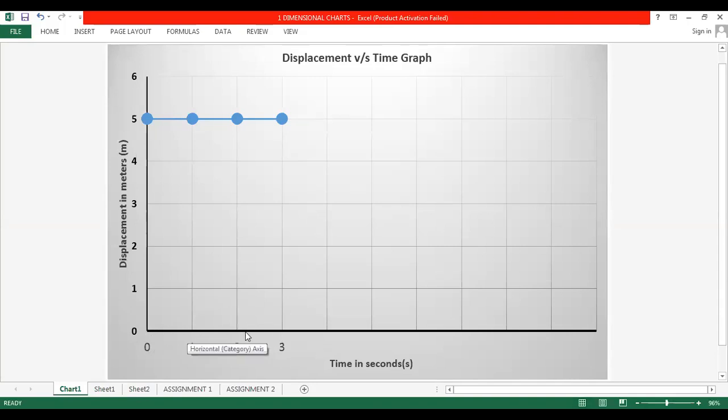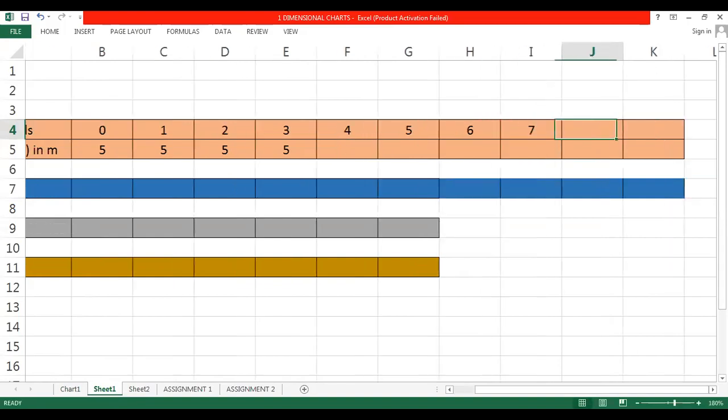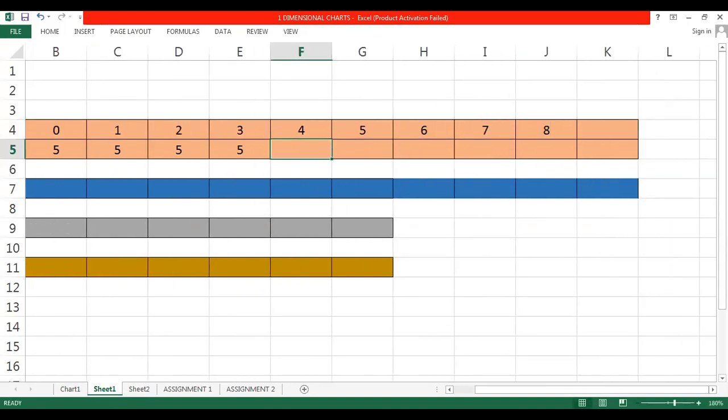This is 1, this is 2, and this is 3 seconds. So you can easily conclude how long the object is at rest just by observing the x-axis. So in the x-axis now, assume the object is at rest for 8 seconds. So 3, 4, 5, 6, 7, 8. Okay. And here I write 5. So you will find that by observing the x-axis, how the graph will be now.